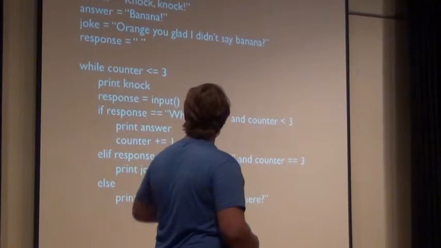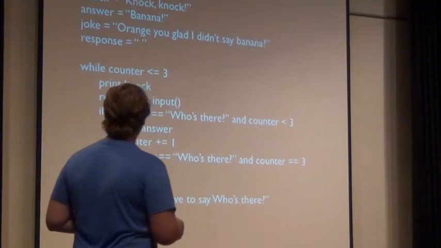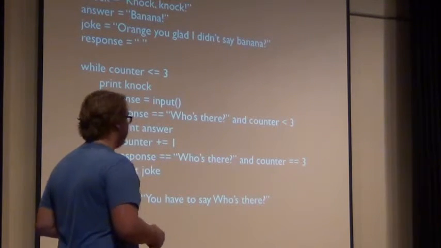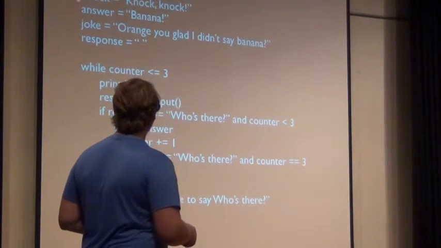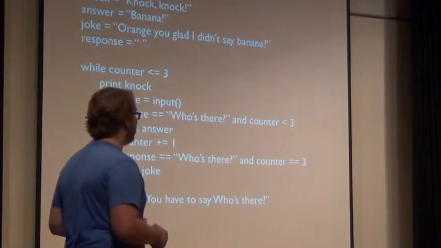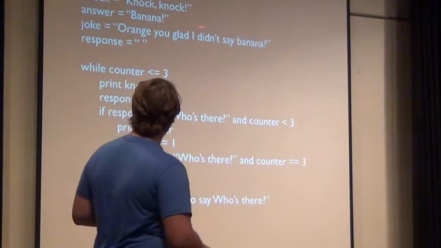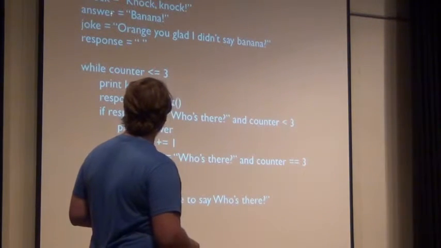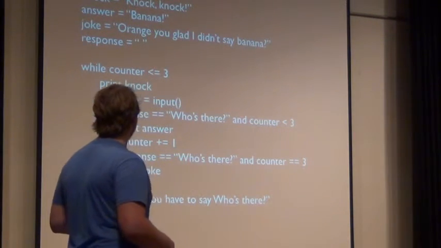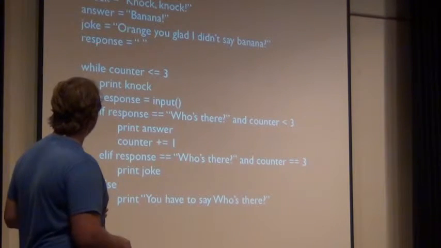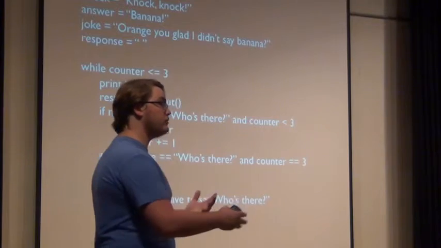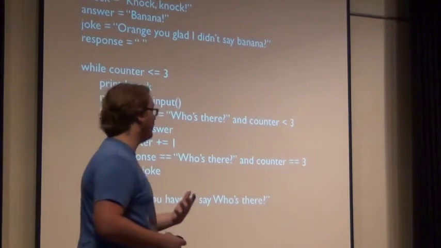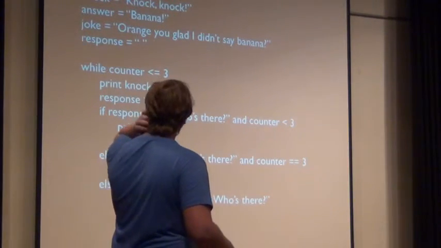So as you can see, I've declared a variable called counter, and that variable starts as a 0. I declared this string variable not, and it has not as a string. Answer, banana, joke, aren't you glad I didn't say banana? And the response is just an empty string for now. I'm just declaring it for now because in the future I'm going to change it throughout the program.